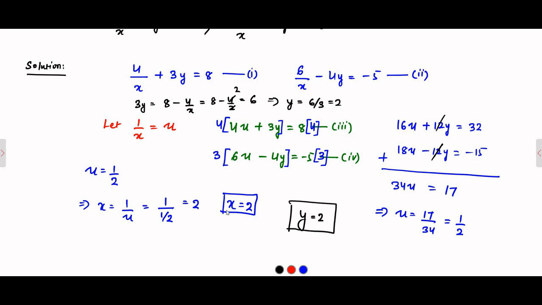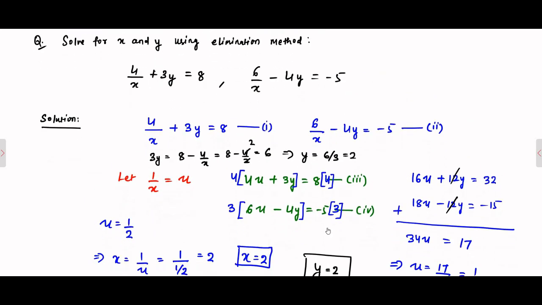This is the solution. Okay, so we got x is equal to 2, simply we substituted it here. So 3y is equal to 8 minus 4 by x, so 4 by 2 is 2, 8 minus 2 is 6, y is equal to 6 by 3, which is equal to 2. So this is the solution. x is equal to 2 and y is equal to 2.